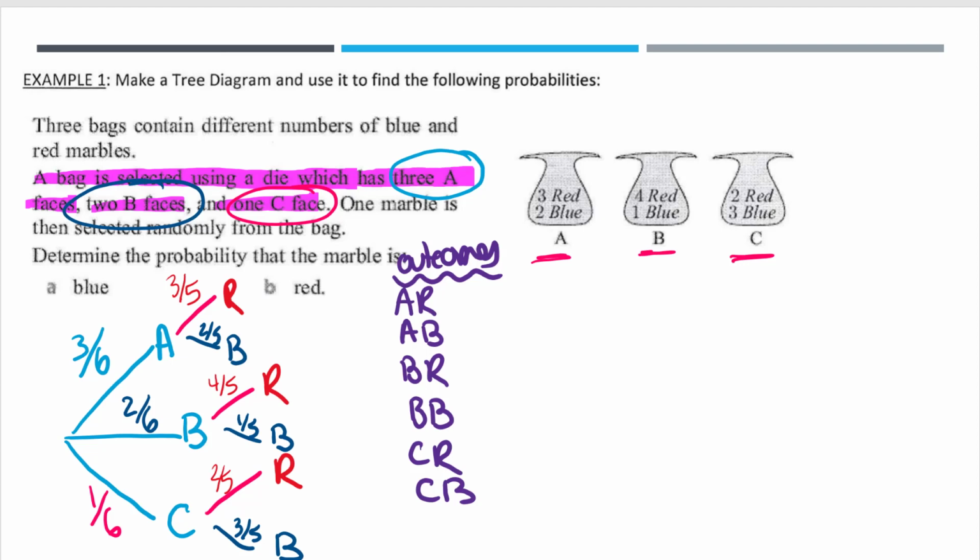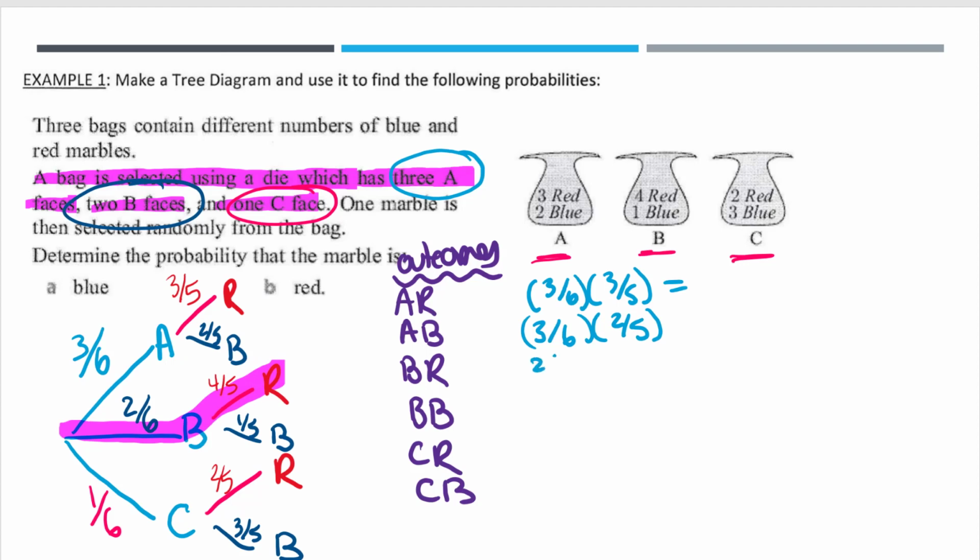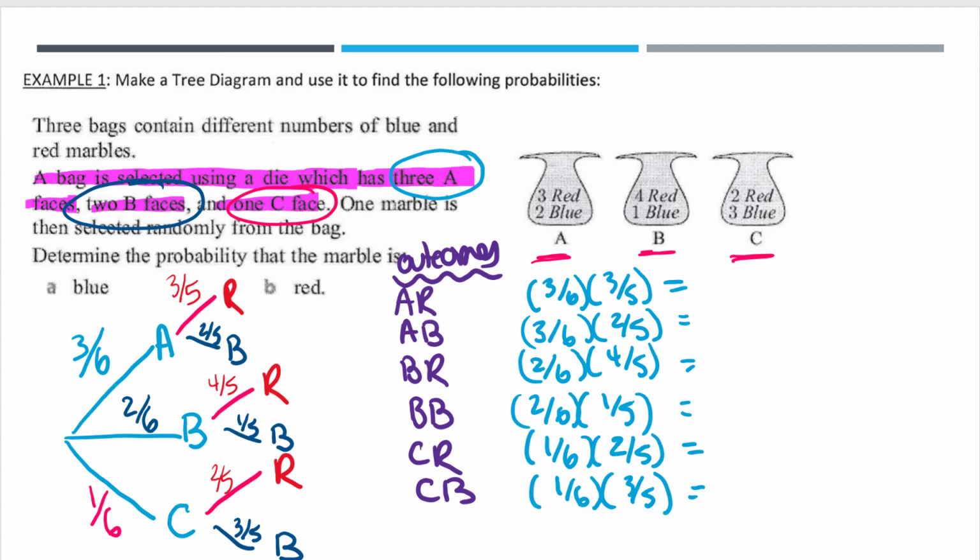So the probability means that we're going to multiply down the branch. So for bag A and red, we have 3/6 times 3/5. Then we have 3/6 times 2/5 for bag A and then blue. For bag B and red, so I've written all my probabilities. Now I'm going to go and calculate them.